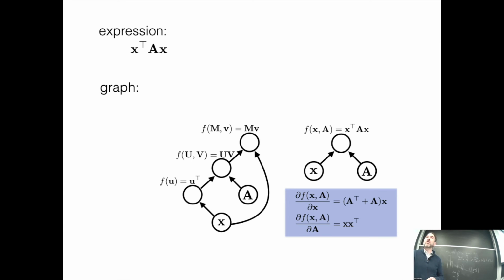The reason why is the left graph and the right graph both express the same thing. The left graph expresses x transpose times A times x, whereas this one has x and A and puts them into a single node that is x transpose A x. These express exactly the same thing, but the graph on the left is larger. And the reason this is important is for practical implementation of neural networks: larger graphs are going to take more memory and usually be slower.